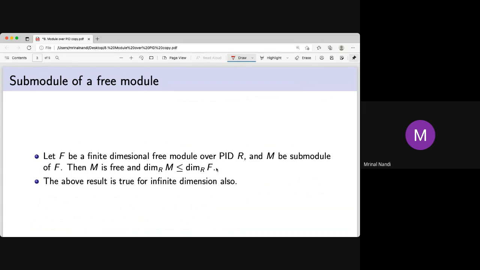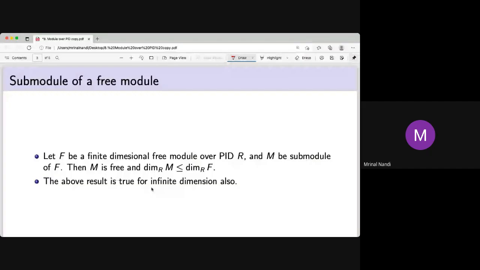Free means it has a basis, and we know for a free module, the basis has the same number of elements. That is called the dimension, and a subspace of a vector space has dimension less than the dimension of V. Similar result here: the dimension of M is less than or equal to the dimension of F if F is finite dimensional, but this is true also for infinite dimension. But that needs some transfinite induction or Zorn's lemma, some chain condition. So we just avoid this proof. We prove it only for the finite dimensional case.